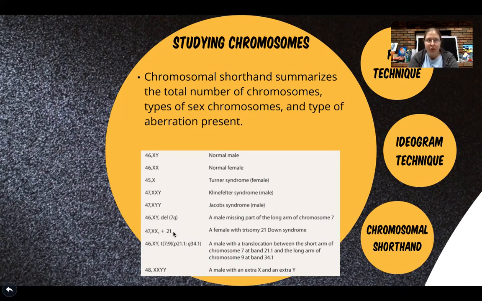47 XX plus 21. So what this is saying is we have one extra, it is female, and it's an extra 21st chromosome. So we have an extra 21st, which leads to Down syndrome.